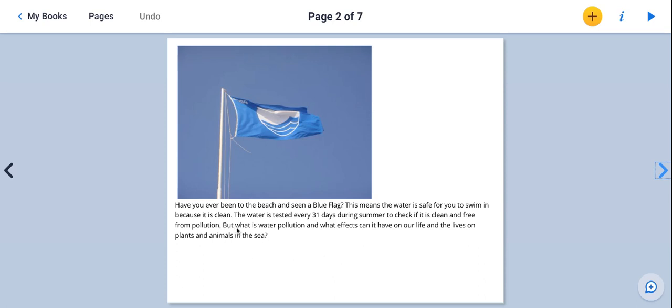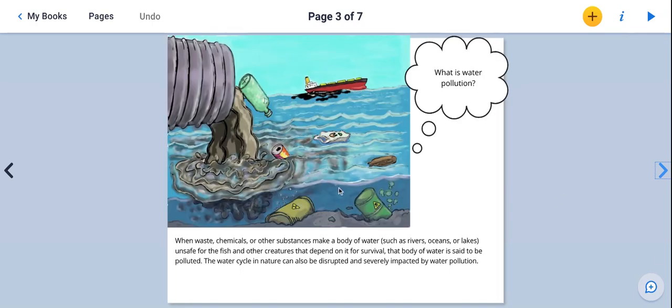grown-up there. But what is water pollution and what effects can it have on our life and also the lives of our plants, birds and animals in the sea? So what is water pollution?